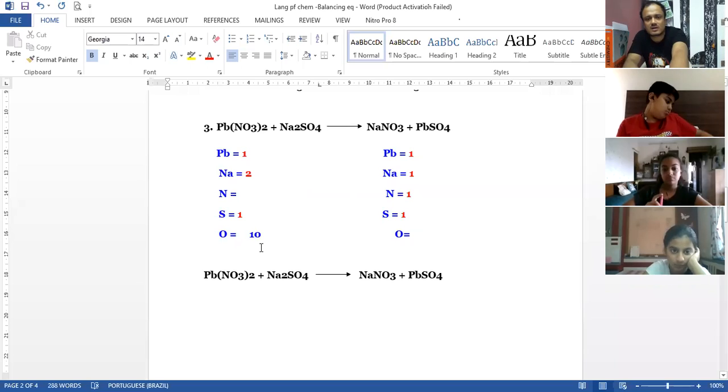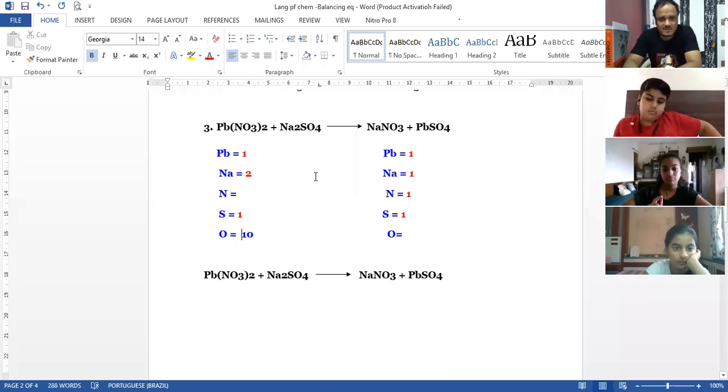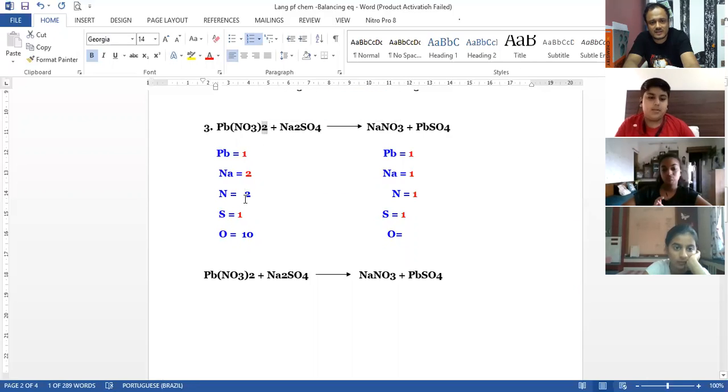I hope you understood how it is 10. So it is like 3 2s are 6 oxygen from this and 4 oxygen from this. So this is 10. Okay. And we have 1 sulfur that is written, and we have nitrogen, which is 2 over here. So again, outside the bracket, we have 2. So that is why we have 2 over here.